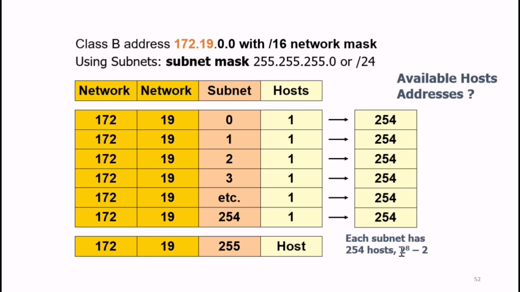Where do you get this 254 number? It comes from the equation 2 to the power of 8, where 8 is the number of host bits. Here we have 8 bits. So that's why the equation is 2 to the power of 8 minus 2. The 2 means there is a network address and a broadcast address that we cannot use as hosts. That's why we need to minus 2.